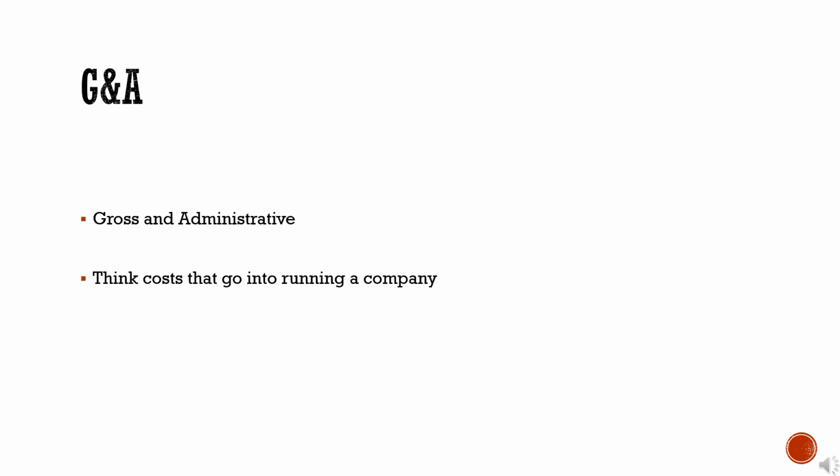You've probably also seen G&A. This is general and administrative, and think basically the costs that go into running a company, the management and all the being public costs and filings and stuff like that.